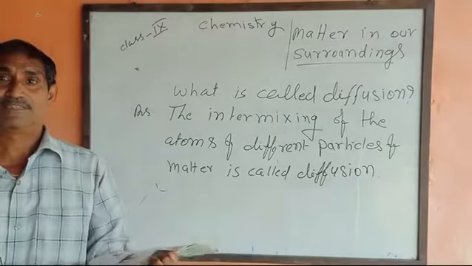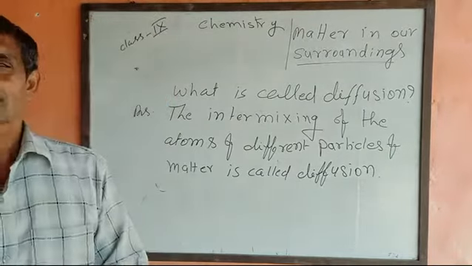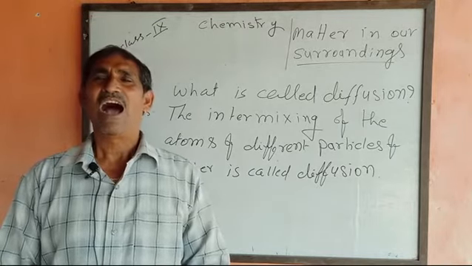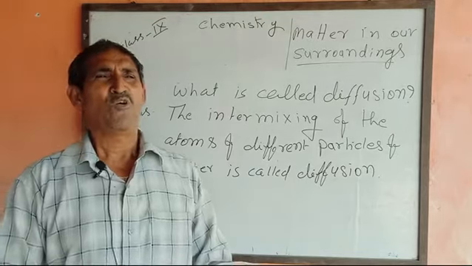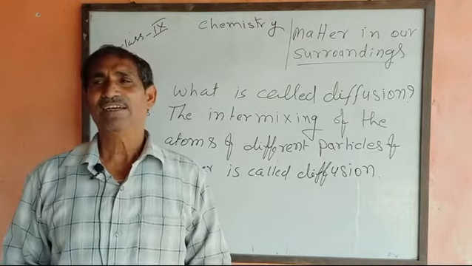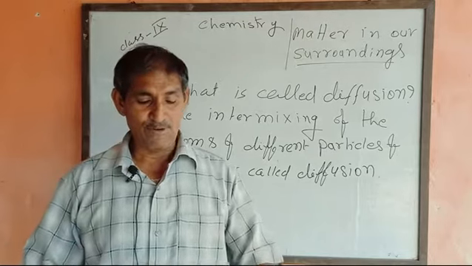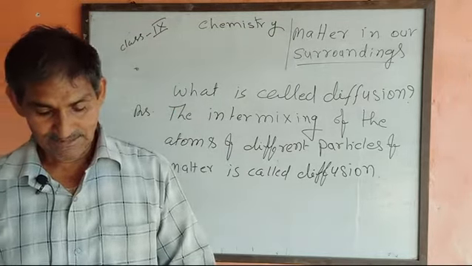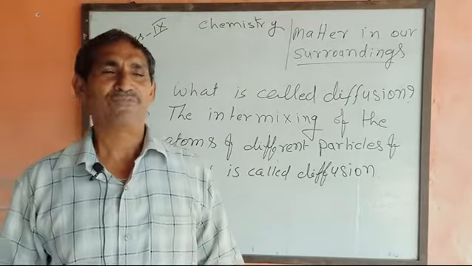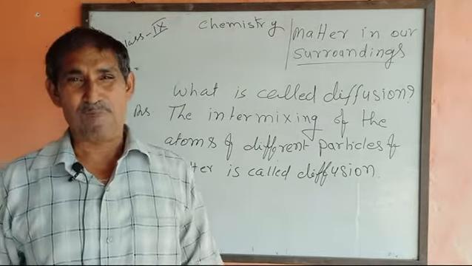Here we know that if we make vegetables in our homes, the aroma of vegetables or the particles of spices mix with air and spread around a space, and we feel the taste of spices. This is due to the diffusion of particles of matter.